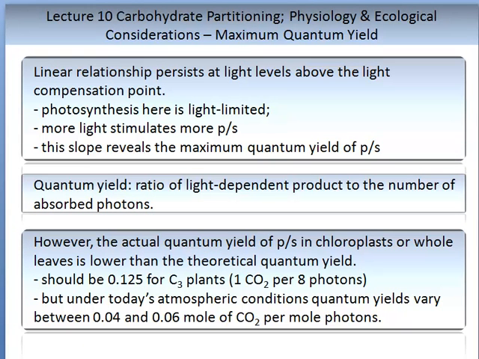Another measurement of photosynthetic efficiency is called the maximum quantum yield. It describes the linear relationship which persists at light levels above the light compensation point. Photosynthesis here is light limited. More light stimulates more photosynthetic systems. This slope reveals the maximum quantum yield of photosystem.